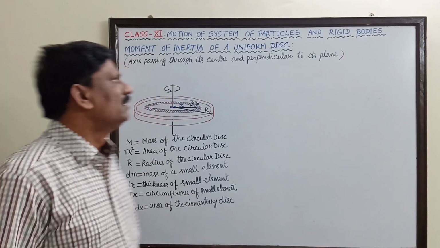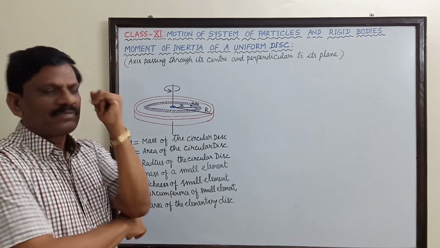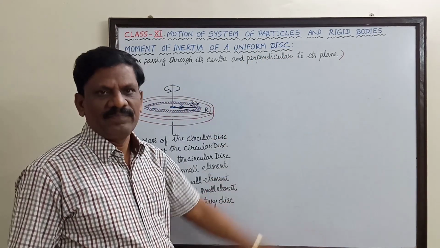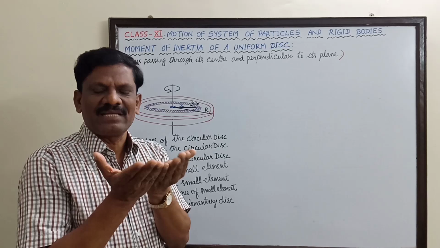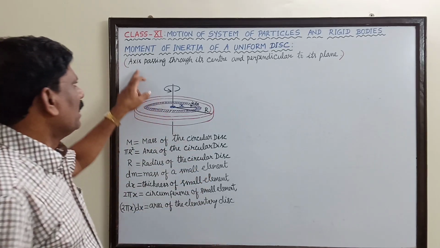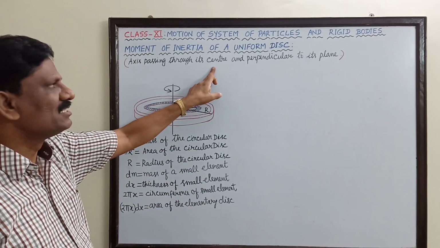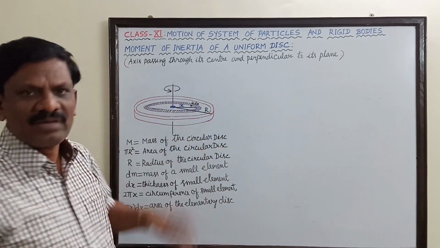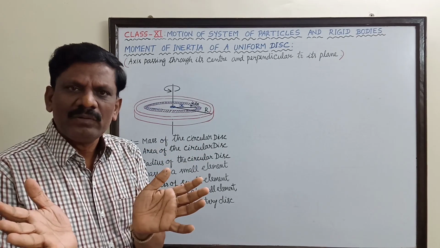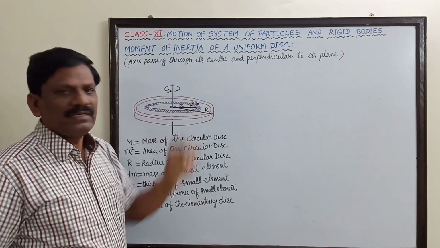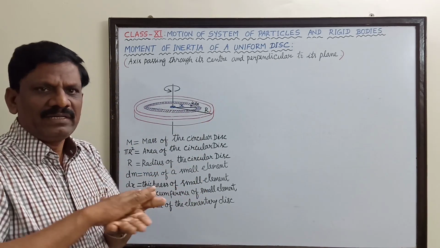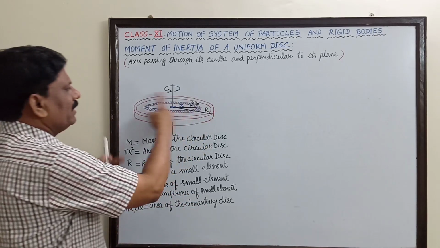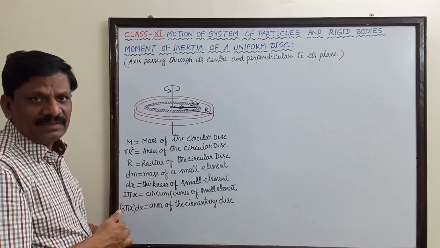Hi students, now we are going to derive an expression for the moment of inertia of a uniform disk. Disk means plate, circular plate. Axis passing through its center and perpendicular to its plane. Same like ring. Ring is hollow, but disk is a complete circle. It is not hollow. It is a plain circular disk.